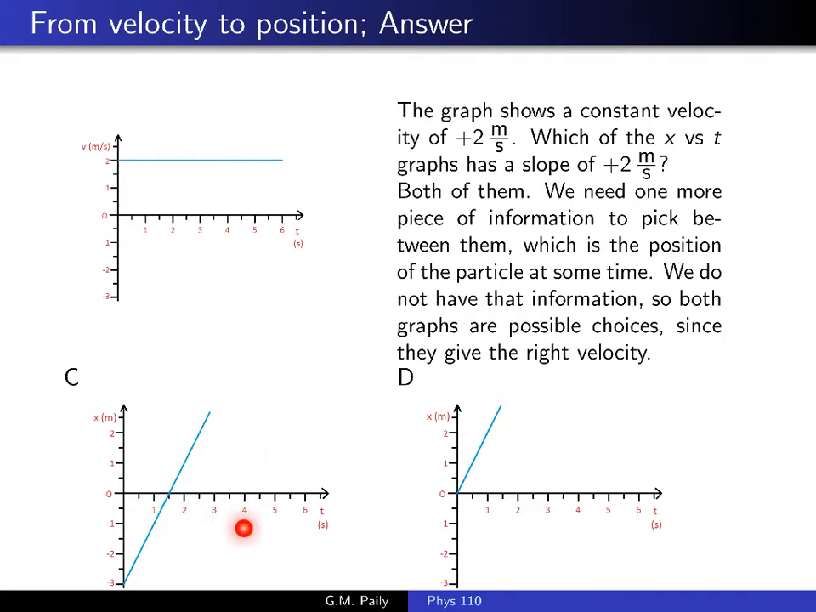Please note that the slope has units attached to it, and the units are simply given by rise over run, which in this case is meters over seconds. But if we check, we see that both these graphs have slopes of positive 2 meters per second. They only differ in the starting point. This starts at x equals negative 3 meters, and this starts at x equals 0 meters.